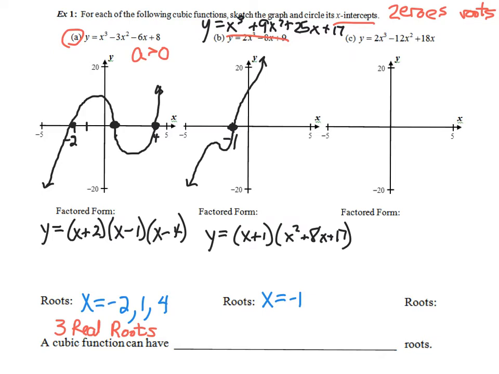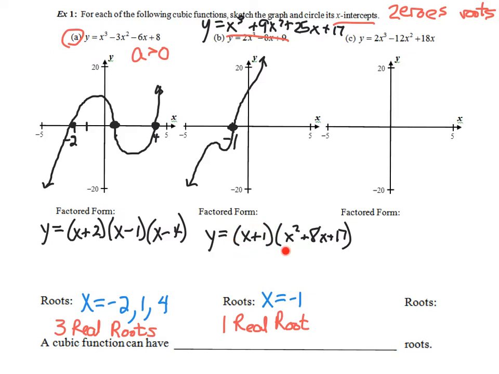Now when you graph this one on your graphing calculator, and again I wanted you to use that new equation that I gave you, did you see that it only had one real root? That one real root that I found was x is equal to -1. Now what that tells me is that in my equation, in the factored form, since -1 is a root, that means that x plus 1 had to be one of the factors.